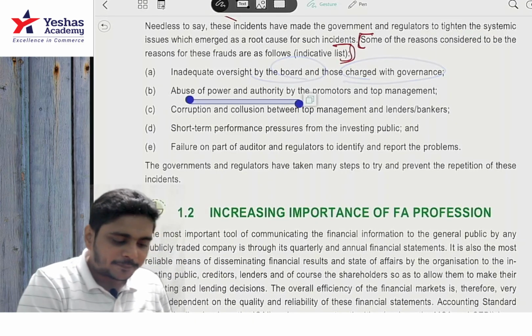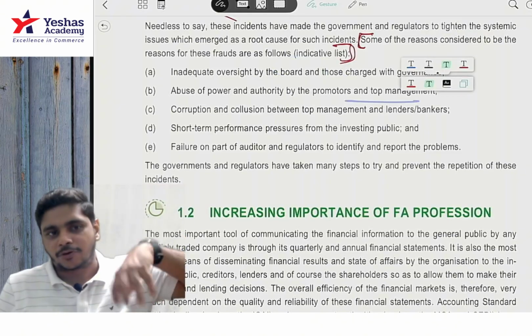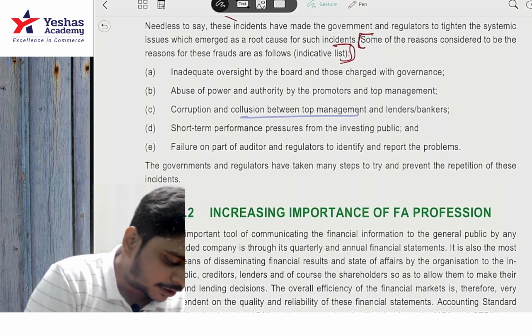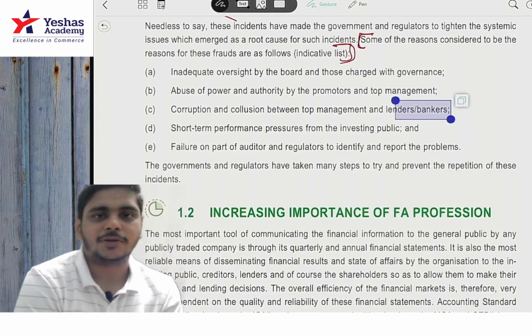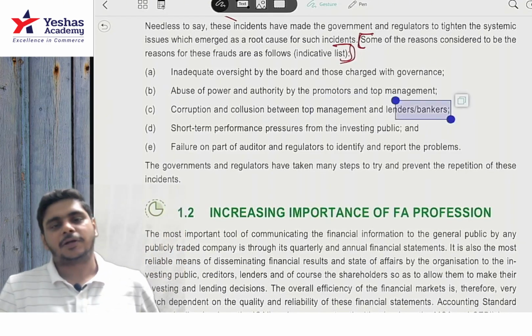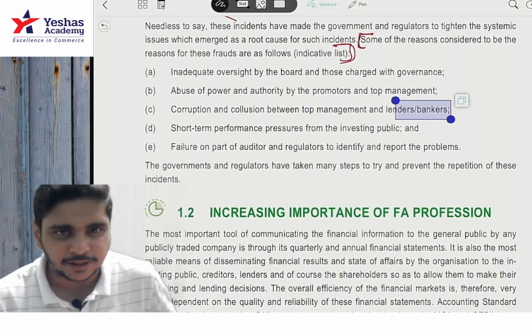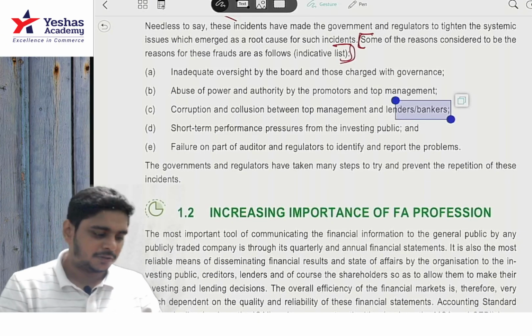Abuse of power and authority by promoters and top management. See, the top management and promoters know how to do it, so they were abusing the authority. Corruption and collusion between the top management and the bankers. So like Vijay Mallya, SBI, then Nirav Modi, PNB fraud was there. Harshad Mehta's scam also you must have studied, right? So where the bankers are also involved.